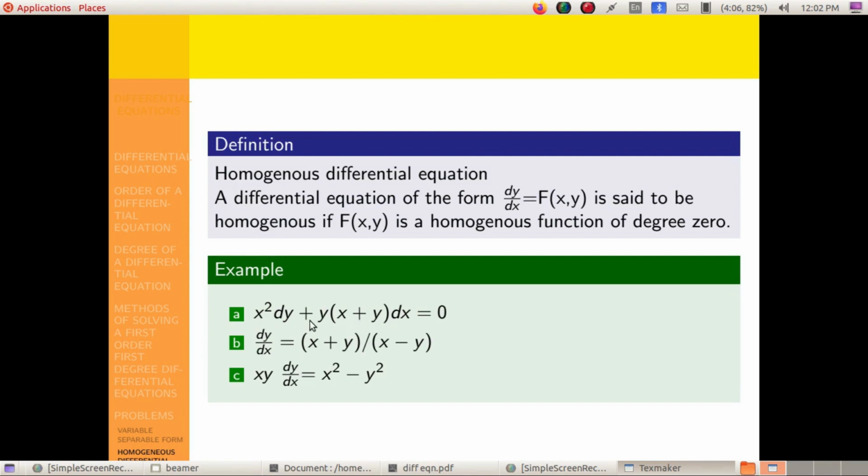Now it is of the form dy by dx equal to f of x, y, and that f of x, y, that is minus y into x plus y divided by x square, is a homogeneous function of degree 0. Now here dy by dx equal to x plus y by x minus y, this is a homogeneous function of degree 0. Here also dy by dx equal to x square minus y square divided by xy, which is again a homogeneous function of degree 0. So these three are homogeneous differential equations.